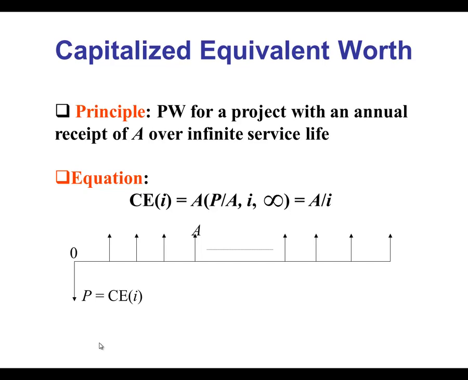How do we calculate that? We don't have that in the tables in the back. We don't have an infinite number of periods. Instead of that, we can just divide A by I, by the interest, and that will be our present worth, or what we call capitalized equivalent.